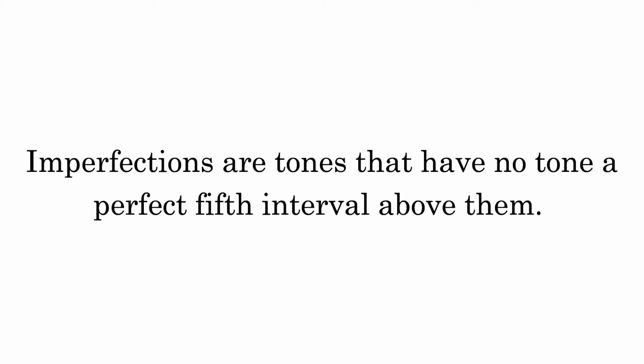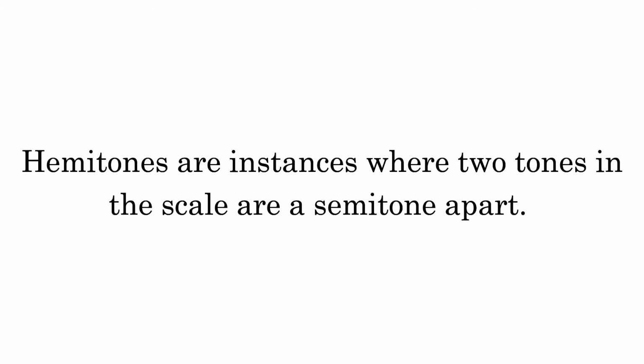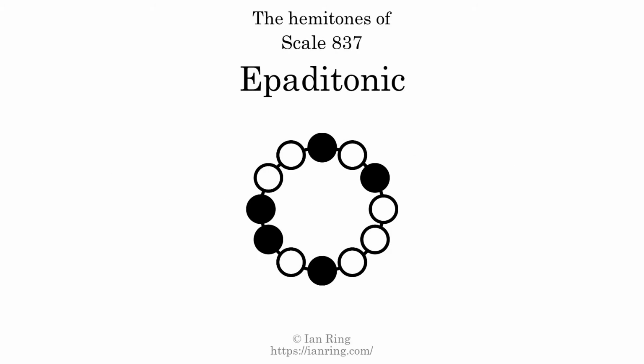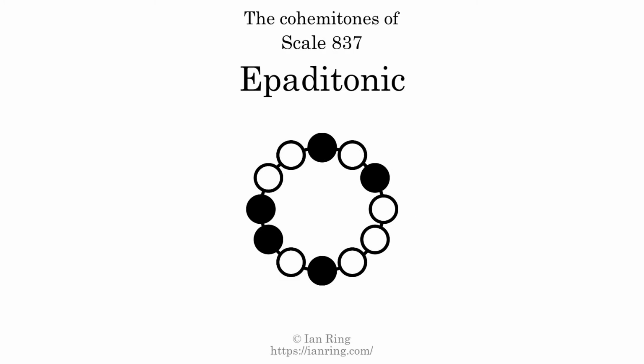Imperfections are tones that have no tone a perfect fifth interval above them. This scale has 4 imperfections. They are at positions here, here, here, and here. Hemitones are instances where 2 tones in the scale are a semitone apart. This scale has 1 hemitone. Here. Cohemitones are instances where 2 hemitones are beside each other. This scale has no cohemitones.